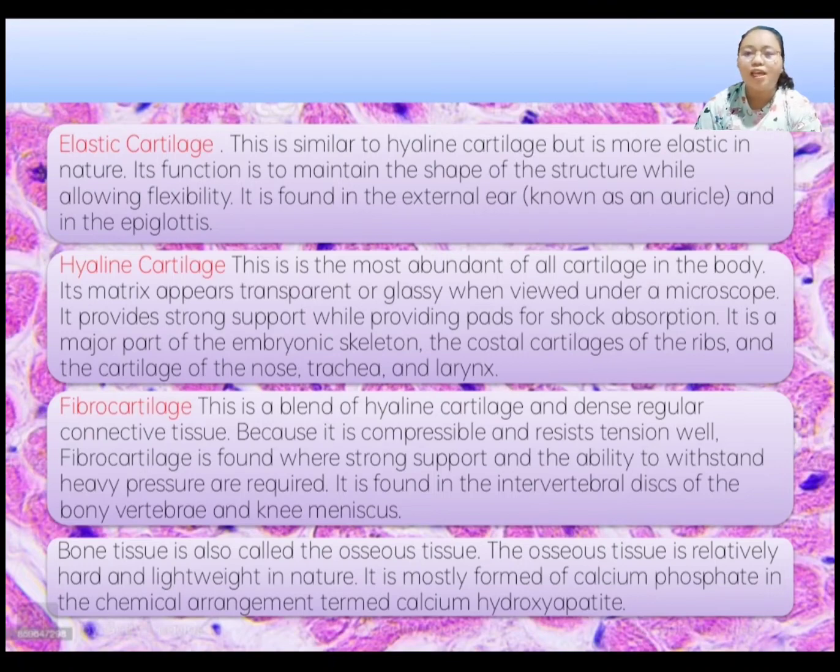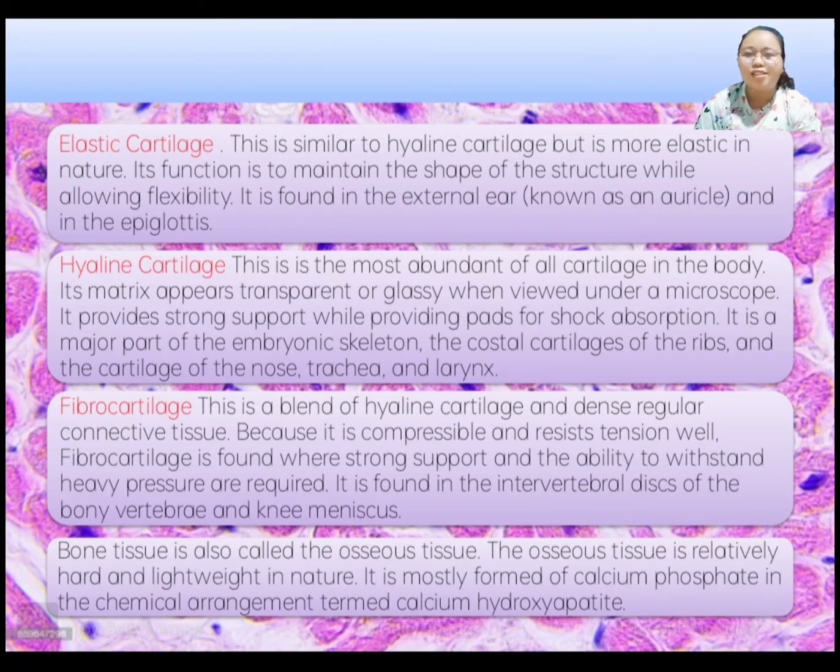The second one, hyaline cartilage. This is the most abundant of all cartilage in the body. Its matrix appears transparent or glassy when viewed under a microscope. It also provides strong support while providing pads for shock absorption, and it is a major part of the embryonic skeleton. It is found in the costal cartilage of ribs and the cartilage of the nose, trachea, and larynx.